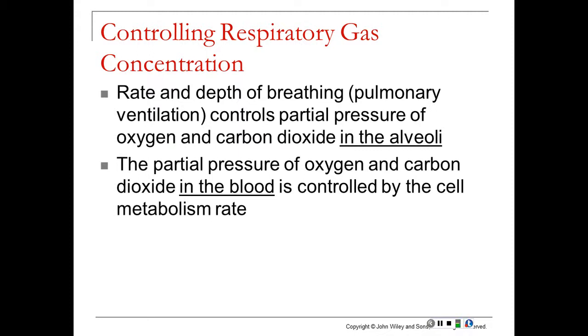So there is a certain amount of control that has to go on when we talk about respiratory gas concentration. The rate and the depth of breathing, which is determined by pulmonary ventilation, are going to control the partial pressure of oxygen as well as carbon dioxide in the alveoli themselves. The partial pressure of oxygen and carbon dioxide in the blood is going to be controlled by the metabolic rate of the tissue cells.